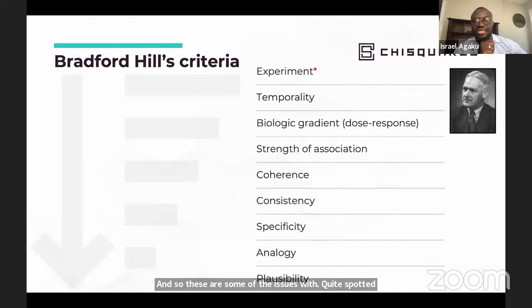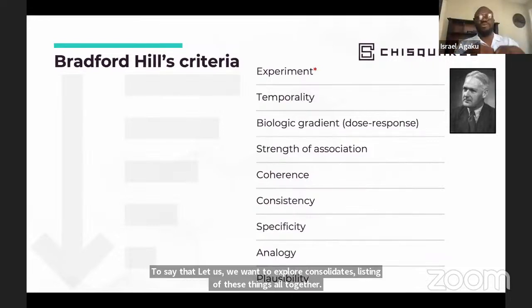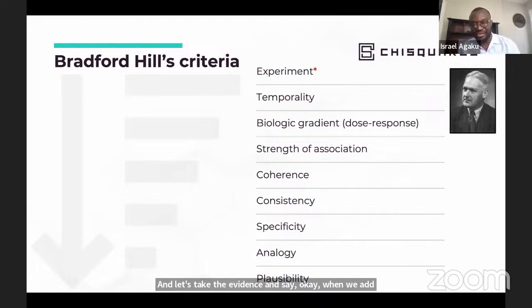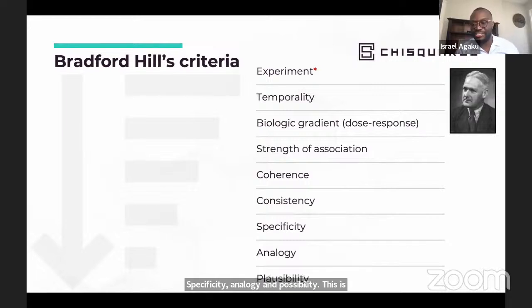Another framework we use a lot is Hill's criteria. Bradford Hill was a British scientist, an epidemiologist, and he came up with this list of factors to say that when we want to explore causality, let's think of these things all together. And then let's take the evidence and say, okay, when we consider everything, is there evidence that this is a cause of that? And these are the things that he mentioned: experiments, temporality, biologic gradient, strength of association, coherence, consistency, specificity, analogy, and plausibility.